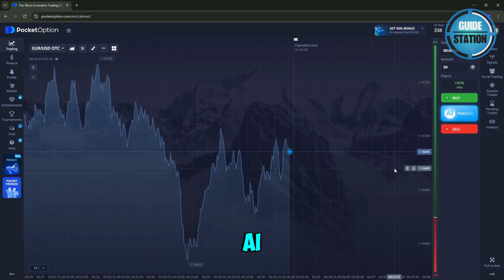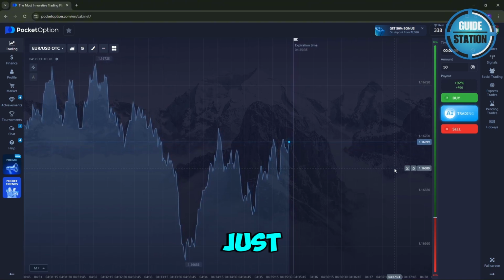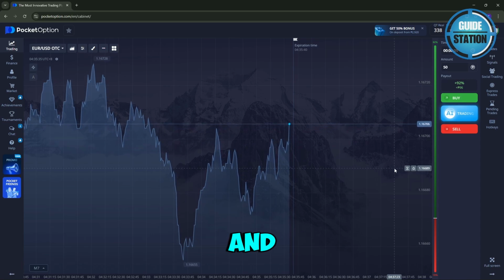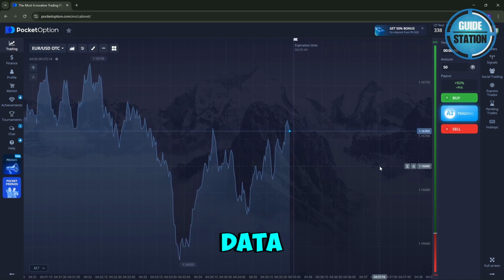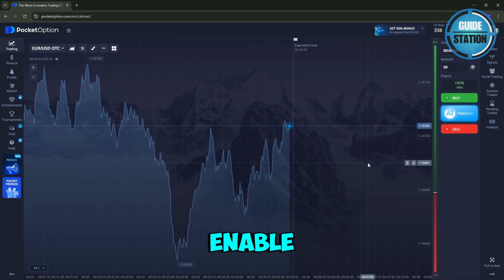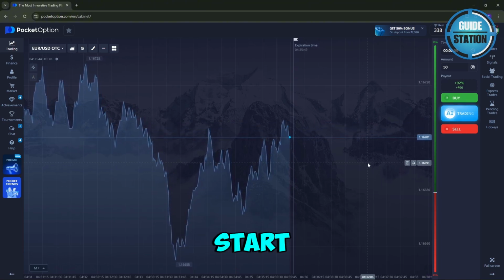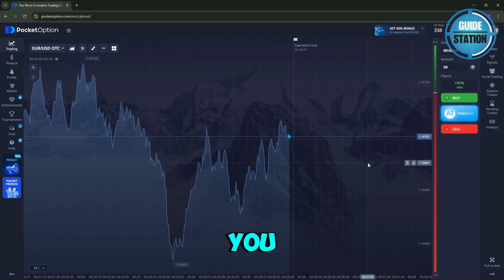In short, AI trading does the heavy lifting. You just set the amount and it handles the analysis and timing. And pretty much that's it. It's an easy and efficient way to trade with data-driven precision. So go ahead, enable AI trading on Pocket Option and start letting artificial intelligence help you make smarter moves in the market.